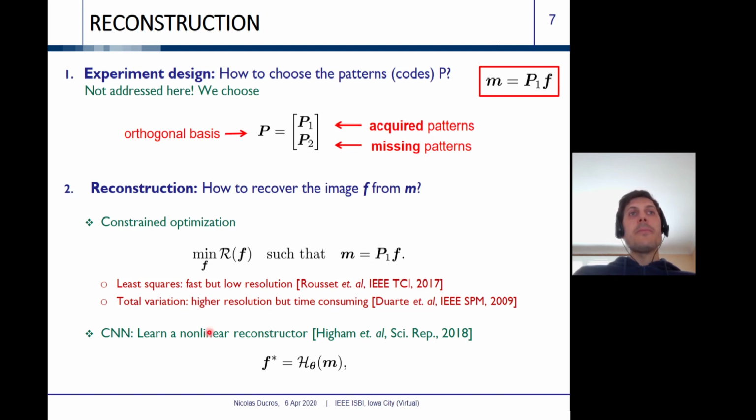More recently, it has been proposed to use some nonlinear models, usually convolutional neural networks, to reconstruct the image directly. So directly in the sense that we have to learn this mapping h theta here, where theta represents the parameters of the network, but then we just input the measurement to this model and it outputs the images in a real-time manner.